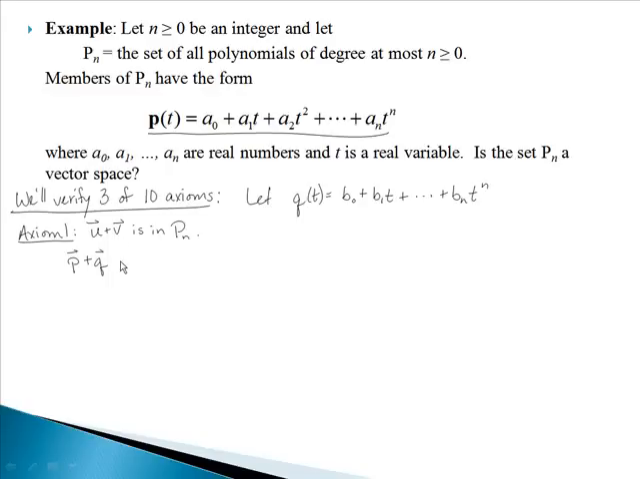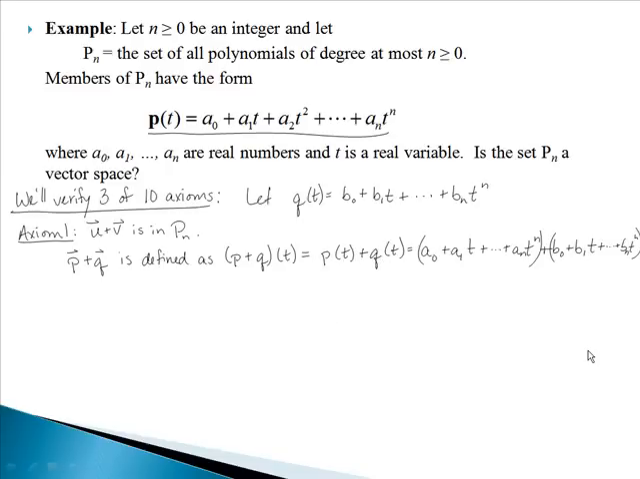I'm adding p plus q, and p plus q is defined in the following way. (p plus q) of t, since these are polynomials, with our rules of algebra, is simply p of t plus q of t.